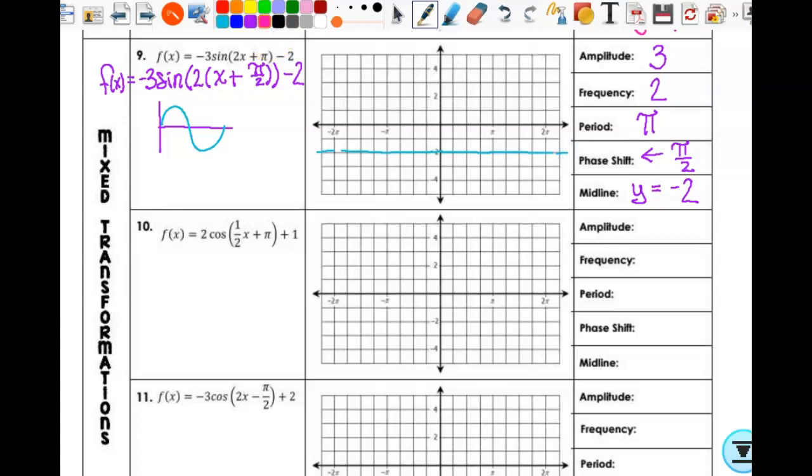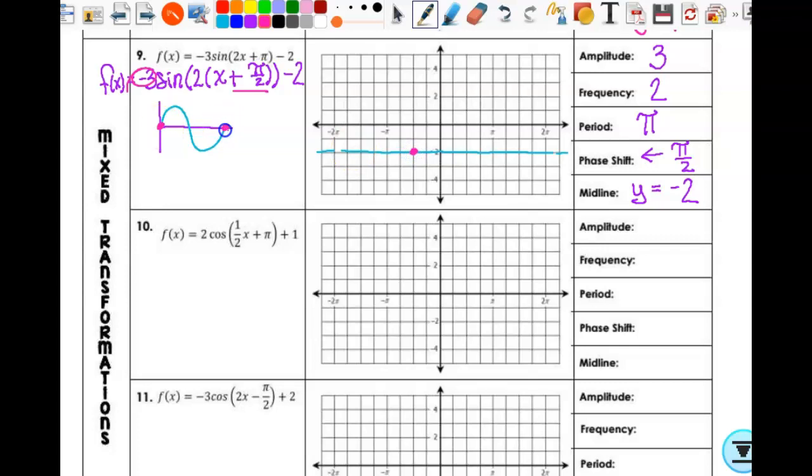So normally I start at a midline 0, 0. But I have one thing that can affect that, my phase shift, but I also have this negative I have to pay attention to. Since it's a reflection in the x-axis, when I'm on the midline, it doesn't affect that. So I start here, but then I have to move to the left pi halves. So this is my first point.